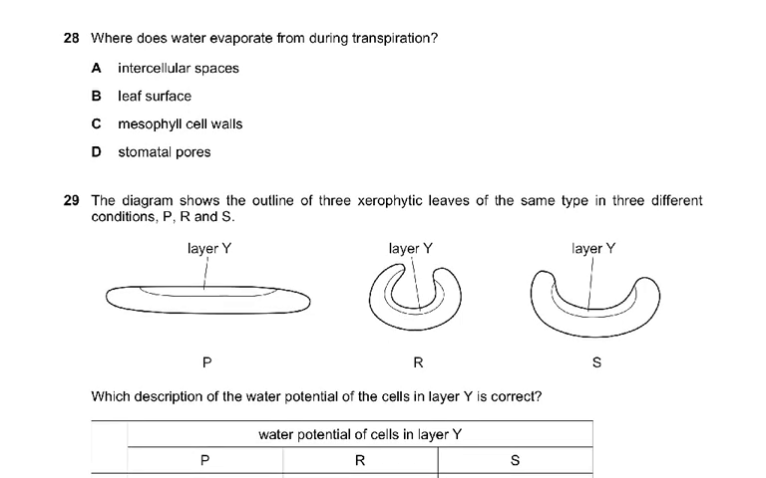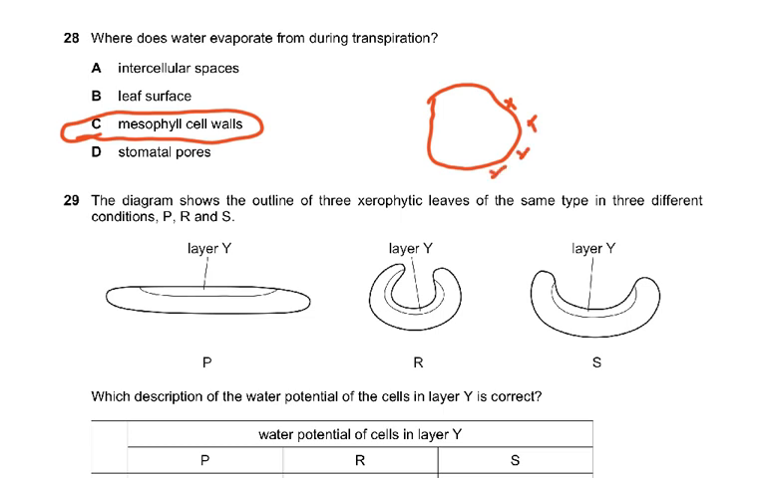Where does water evaporate from during transpiration? From the mesophyll cell walls. Not from the intercellular spaces. You see, the mesophyll cell walls have water on them. They have water on the surface. Just like you've got wet hair, so the water evaporates from your hair. Not from the towel or from your clothes or anything on which the water has fallen, but from your hair.